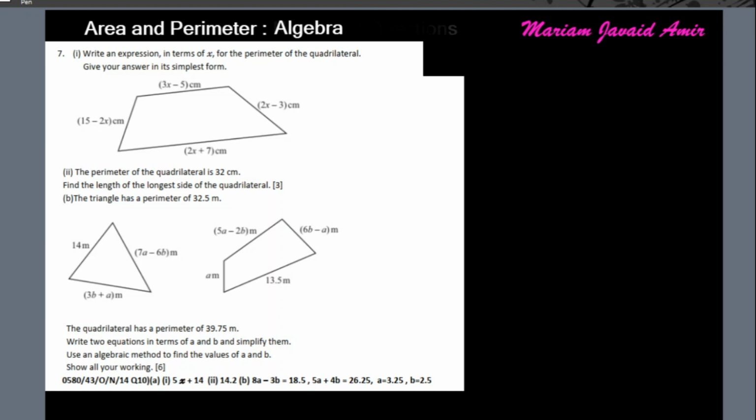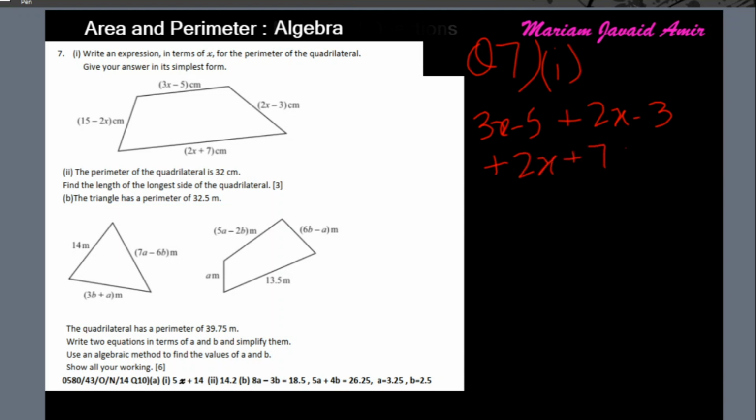Question number 7. Okay, question 7, part 1. Write an expression in terms of x for the perimeter of the quadrilateral. Give your answer in simplest form. So that's pretty simple. Add all the sides. So 3x minus 5 plus 2x minus 3 plus 2x plus 7 plus 15 minus 2x.